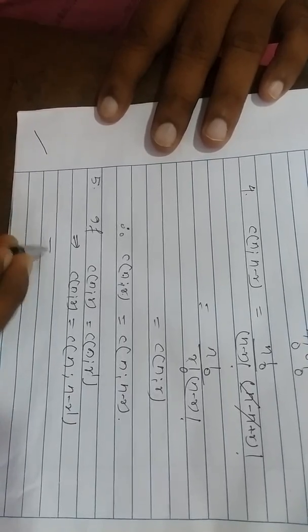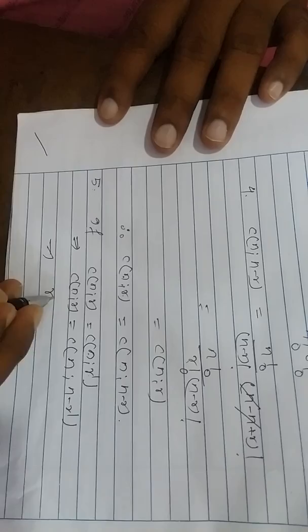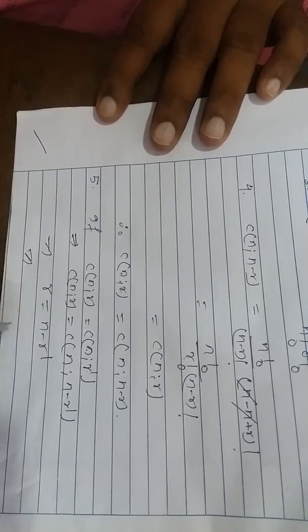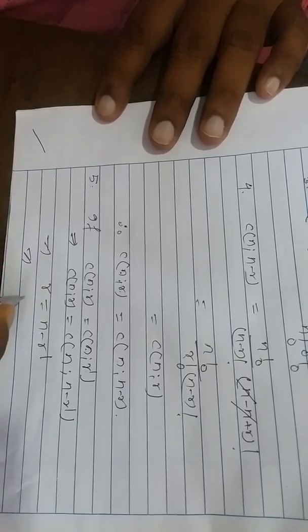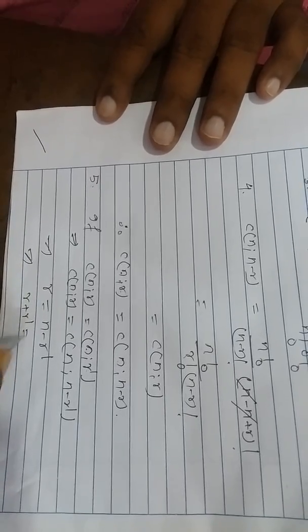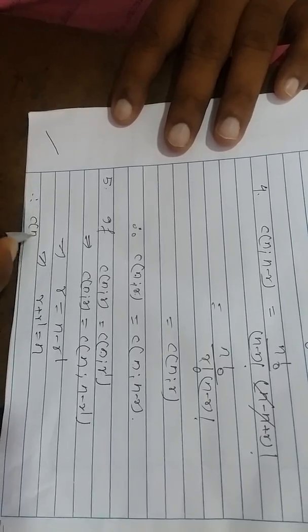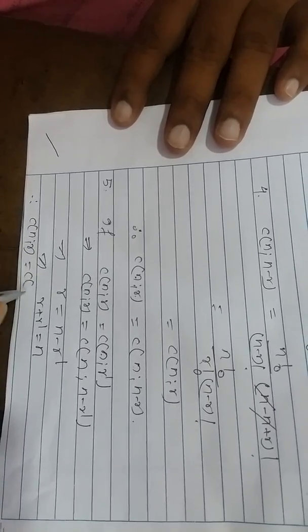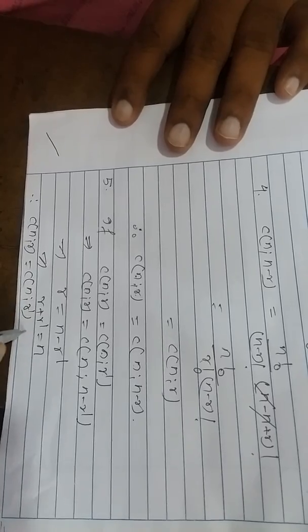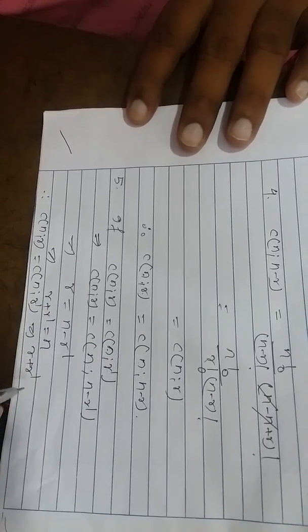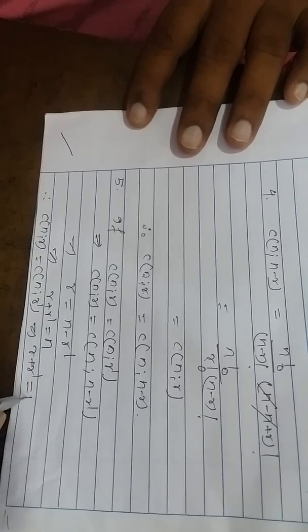First components are same, so second components must be same. This implies r equals n minus r dash. From here we are able to see that, taking r dash to the left, it becomes r plus r dash equals n. That is why we conclude that if C(n, r) equals C(n, r dash), then the sum of second components, r plus r dash, must be equal to the first component n.